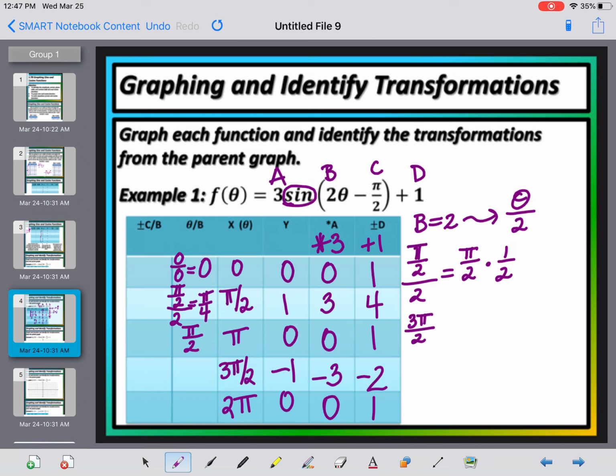Do my work over here. 3 pi over 2 divided by 2 would be 3 pi over 2 times the reciprocal, 1/2. So it's 3 pi over 4. And then finally 2 pi divided by 2 is pi. My table's a little messy here. I'm going to get rid of some of this.